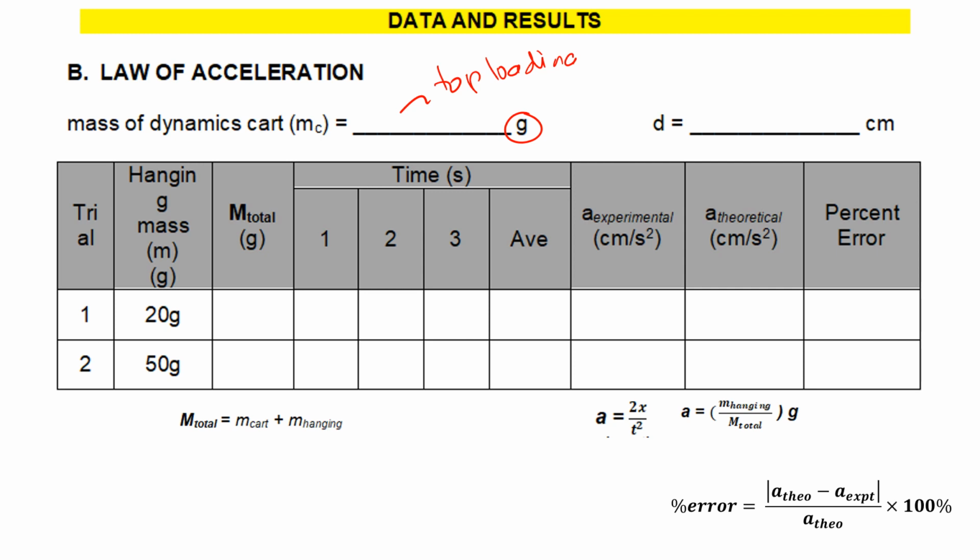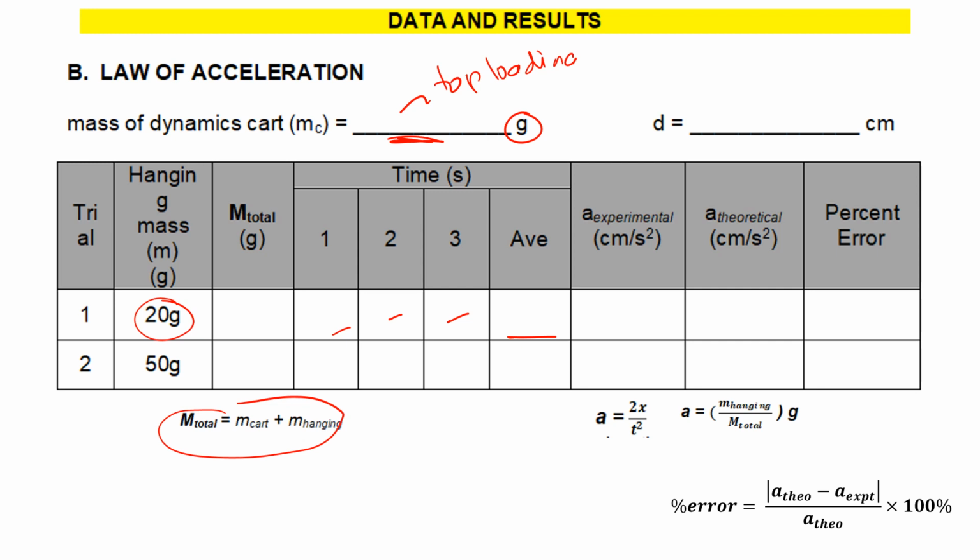And for the total mass, we simply add the mass of the dynamics cart and the hanging mass. Then we need to perform the experiment 3 times: first trial, second trial, third trial. We need to measure the time, then get the sum divided by 3, and we can compute the average time.